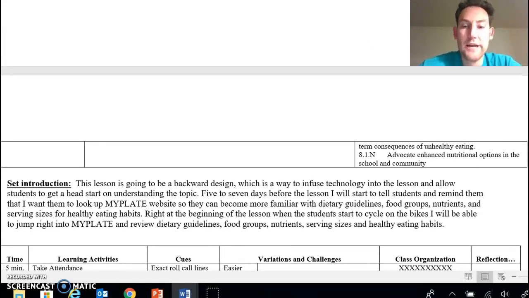Again, the backward design is just a way to infuse technology into the lesson. You're giving the students a heads up of a topic that you want them to research. In this case, it is the MyPlate website, becoming more familiar with the dietary guidelines, nutrients, serving size, healthy eating, just understanding the basics of what's healthy, what's not, fruits, vegetables.